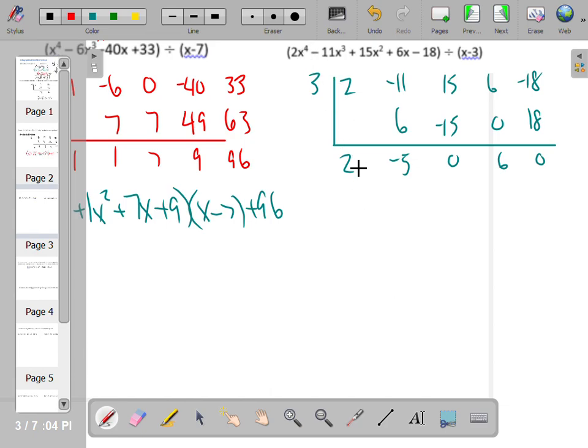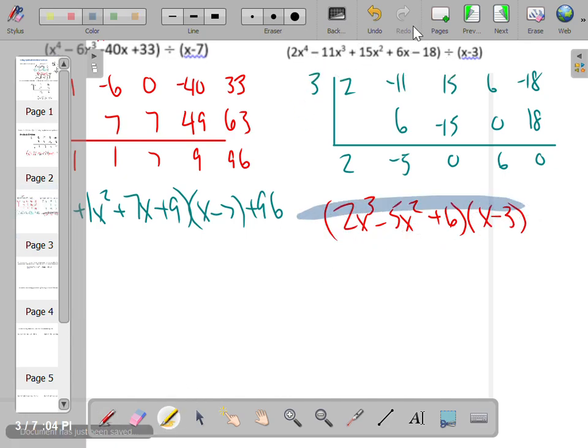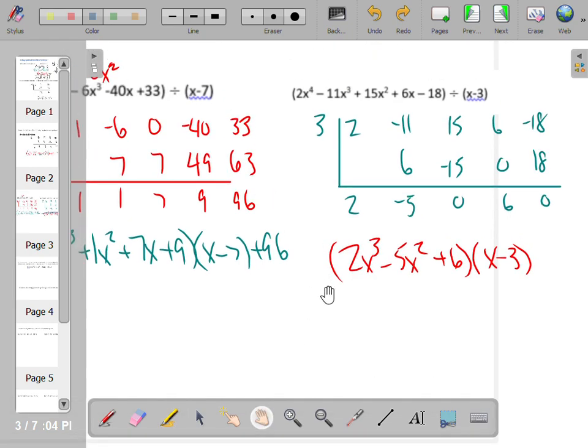This was degree 4. Now we're using degree 3: x cubed minus 5x squared plus 0x plus 6. That's my quotient. My divisor is x minus 3, and there is no remainder. So you might see how we're actually starting to factor now. I just factored this polynomial that I've never been able to factor before using synthetic division.